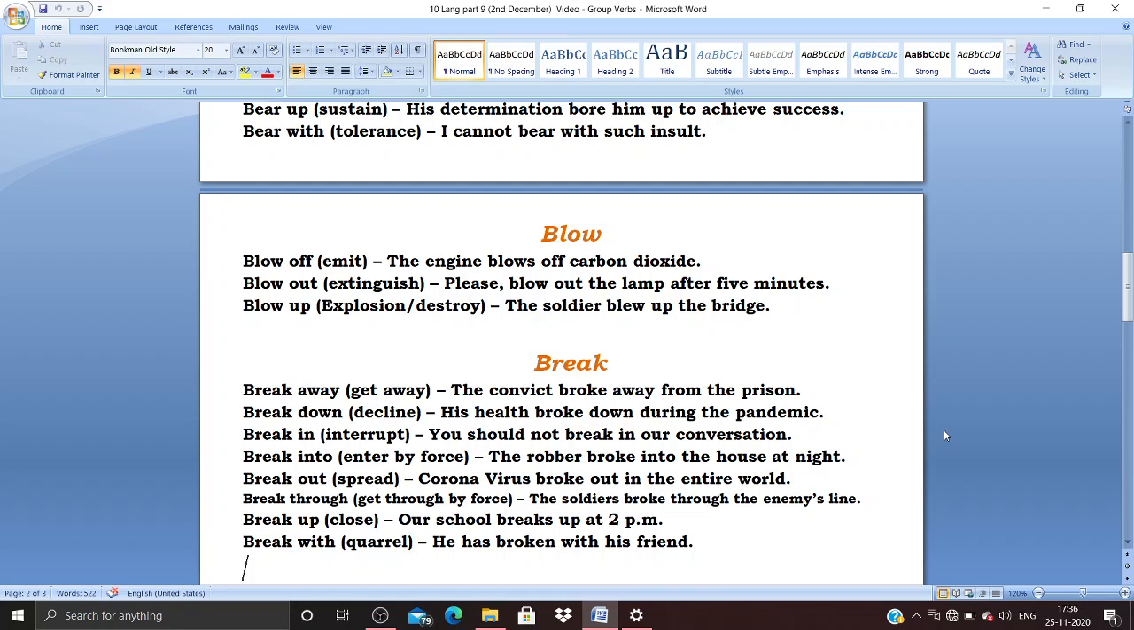Break up. Well, breakup also has another word together. Some people have a good friendship, now they have a breakup. But this breakup's meaning is different. Break up, close. That means our school breaks up at 2 p.m. Children, do not get confused. A group verb or phrasal verb is different from a particular verb. Break with, quarrel. He has broken with his friend.